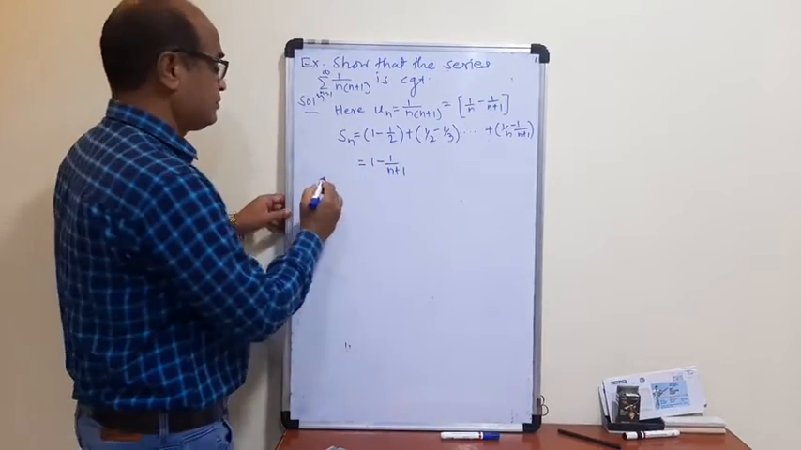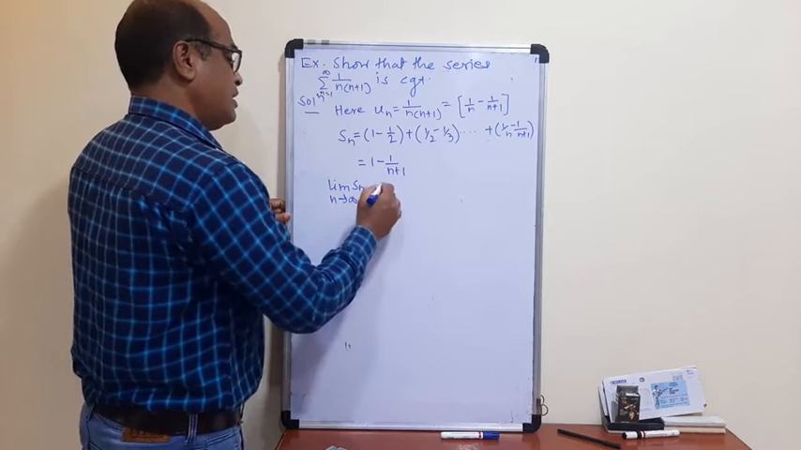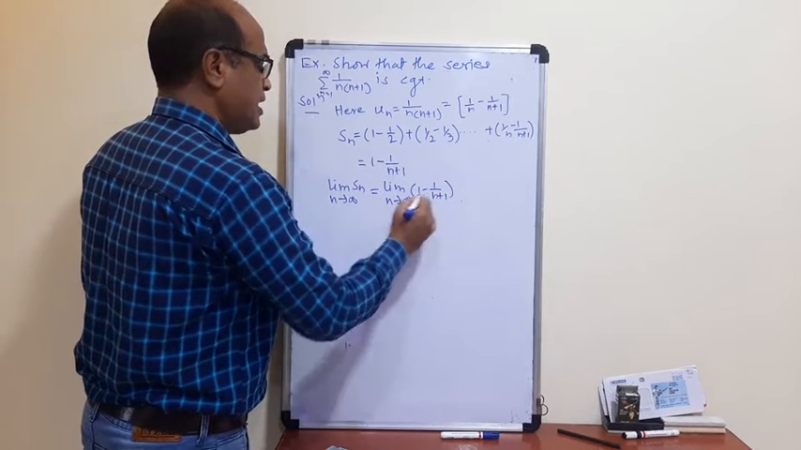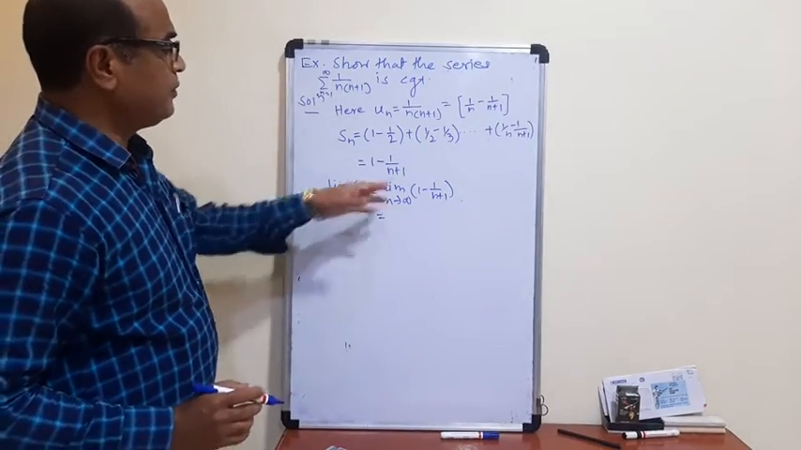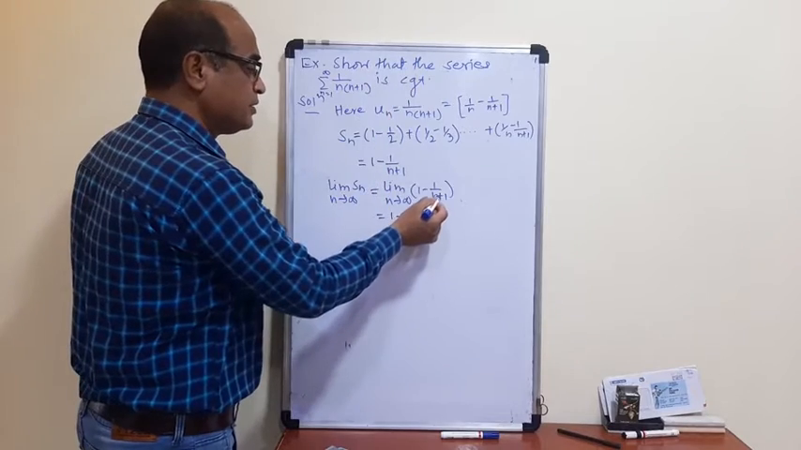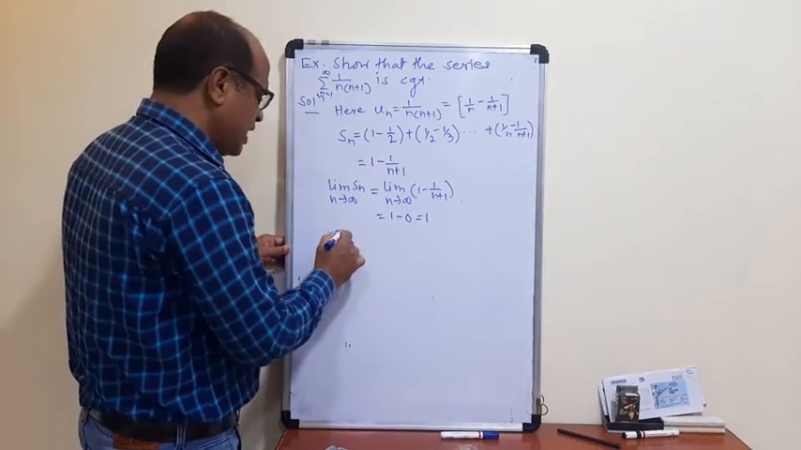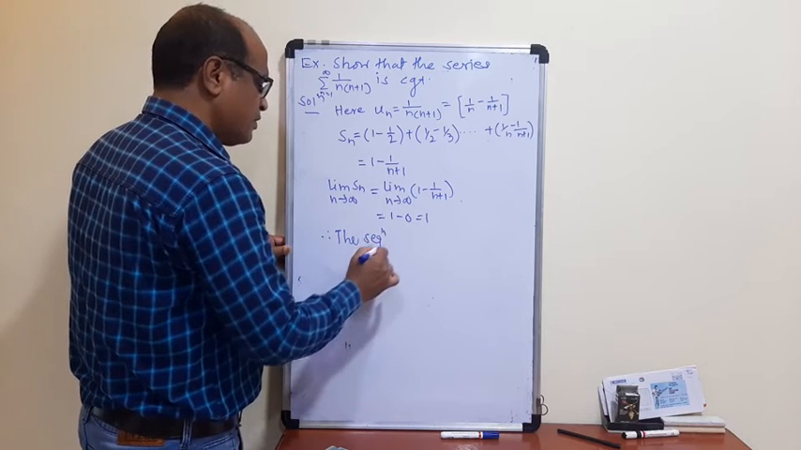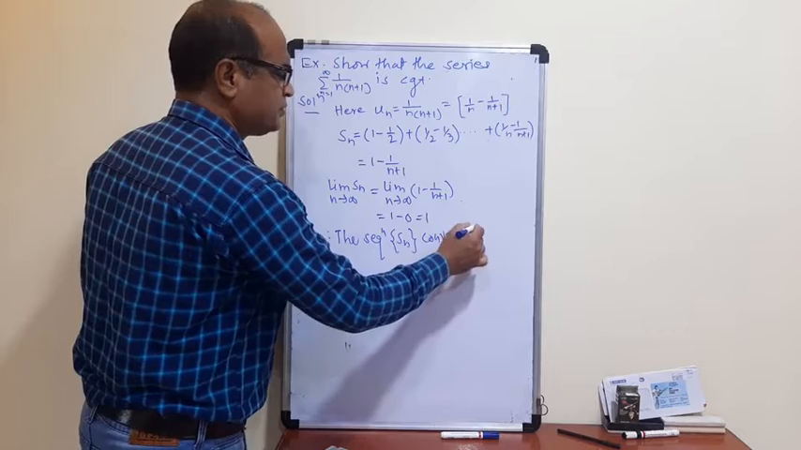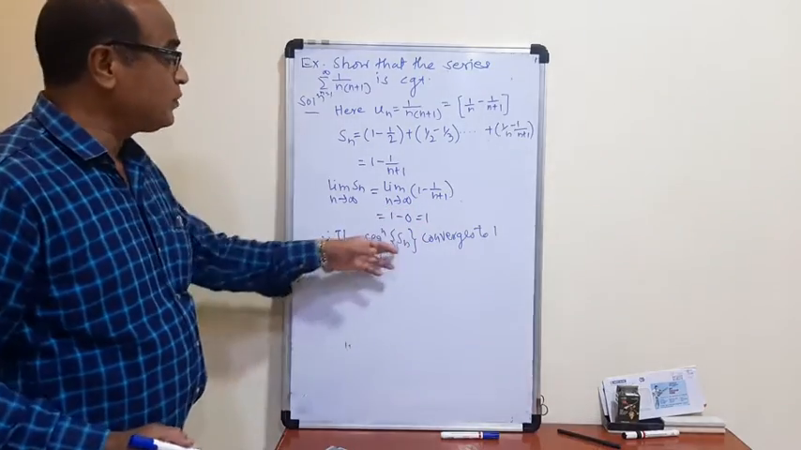So we find the limit of Sn. The limit of Sn as n tends to infinity is the limit of 1 minus 1 upon n plus 1. As n tends to infinity, 1 upon infinity tends to 0. So the limit is 1 here. Therefore, the sequence Sn converges to 1, because the limit of Sn is 1.